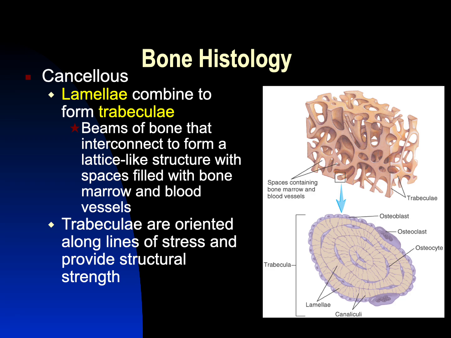Cancellous bone, or spongy bone: the lamellae are organized not so much around blood vessels, but into plate-like structures that are beams interconnected with other lamellae. And so you get this lattice-like structure with lots of empty space in between. This can provide a lot of strength in many different directions, but it uses less bone tissue, and so is less dense and less heavy.